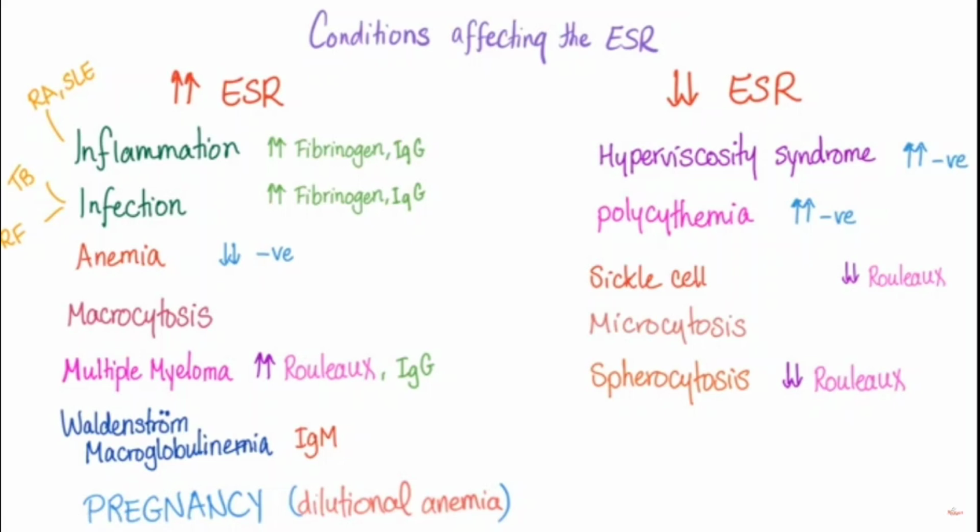In the case of microcytosis, in which the volume of the RBCs becomes smaller, there will be a decrease in the stacking up or piling up of the RBCs, so there will be a decrease in the ESR. In the case of spherocytosis, the shape of the RBCs becomes spherical, and because of that, there will be a decrease in rouleaux formation, and the ESR value will decrease.